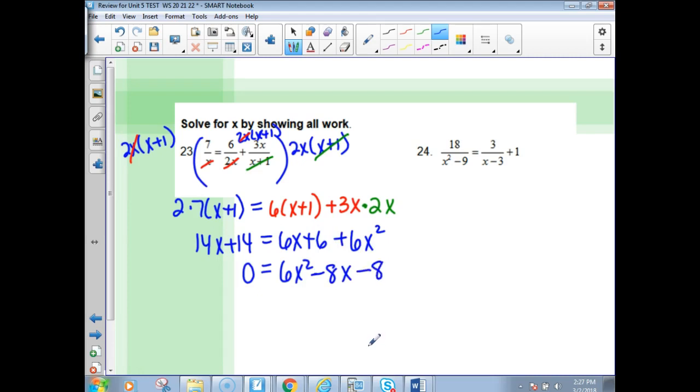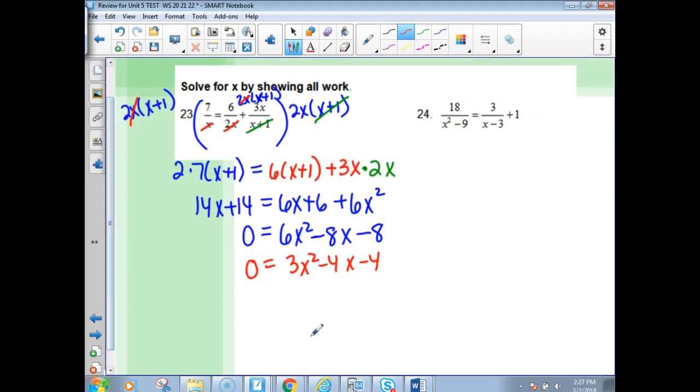So this is what I've got at this point. Did a lot of algebra steps all at once. I'm going to divide everything by 2, including 0. Which would give me 0 equals 3x squared minus 4x minus 4. You can do that. Now you are going to factor 3x squared minus 4x minus 4. That's going to give me negative 6x and plus 2. Okay, so I've got 3x plus 2 times x minus 2.